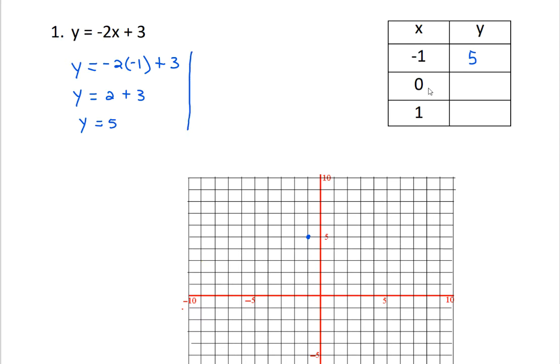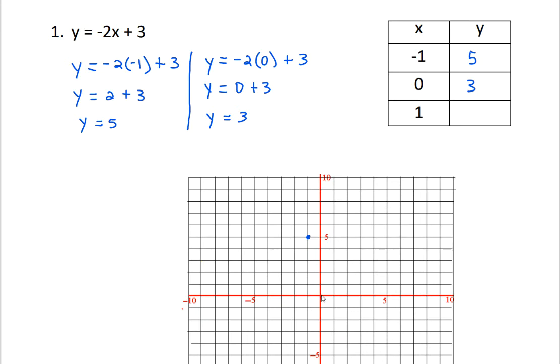So if we plug in 0 as our value for x, I have y is equal to -2, and I'm going to substitute in 0 for x, plus 3. When I simplify this, -2 times 0 is 0, and 0 plus 3 is 3. So when my x value is 0, my y value is 3.